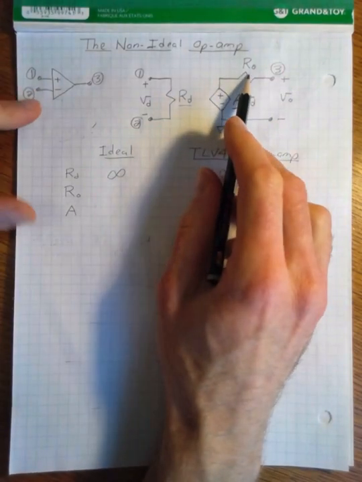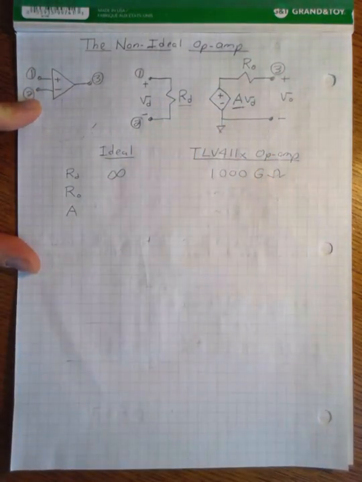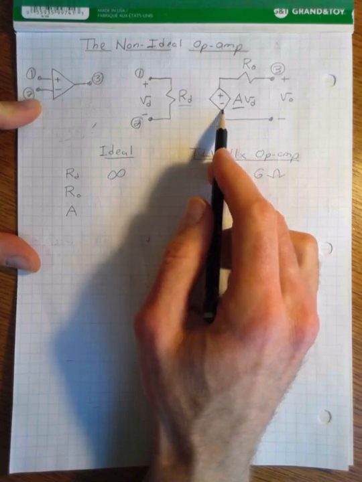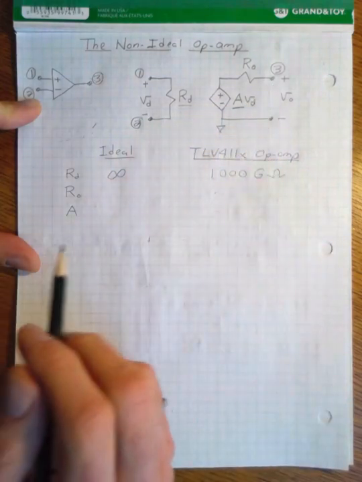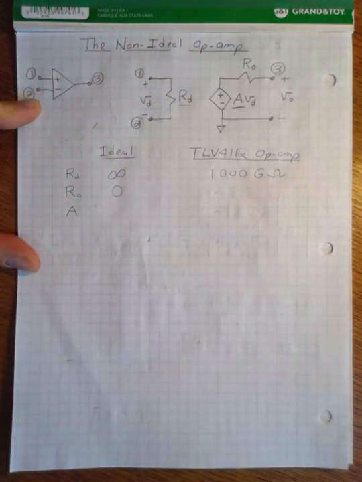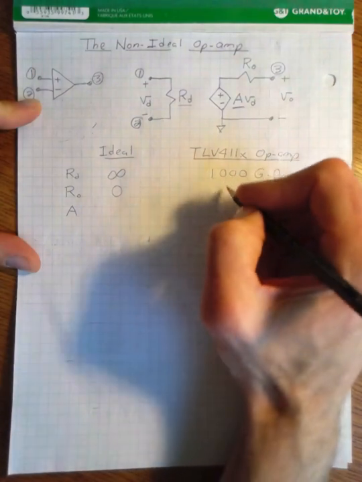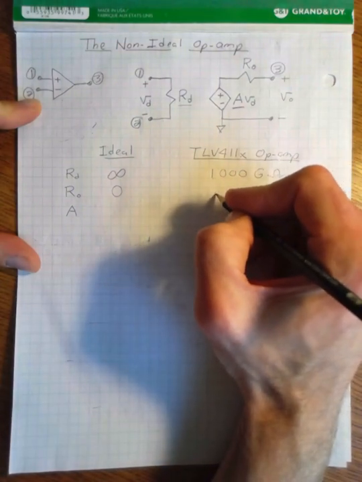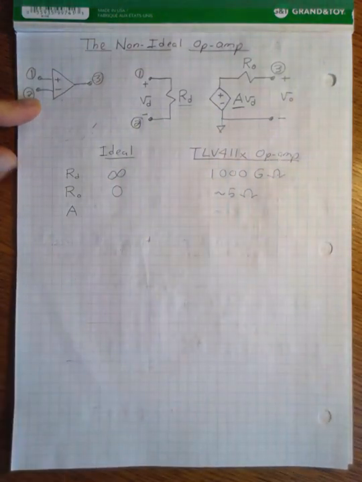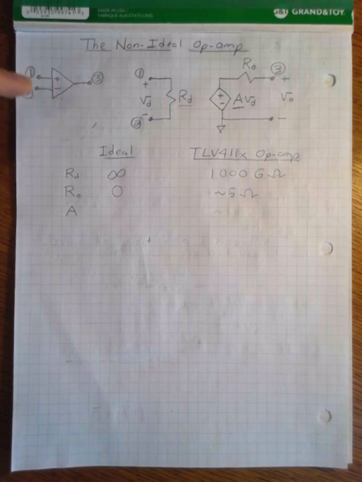What about this output resistance RO? In a normal ideal op-amp, we assume that the full value of our dependent voltage source is applied across the output terminals, which basically means we assume our output resistance is 0. In the TLV411 datasheet, this is approximately equal to 5 ohms, and it does vary depending on the frequency of the input signal. And 5 ohms, depending on your application, cannot be neglected.